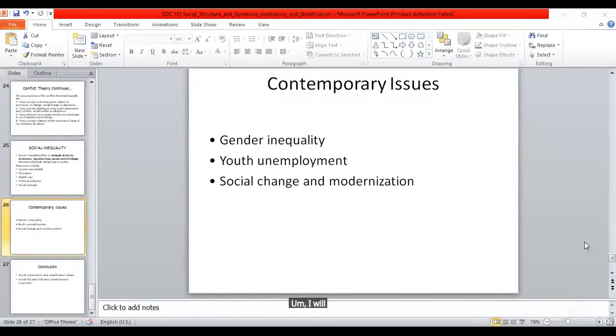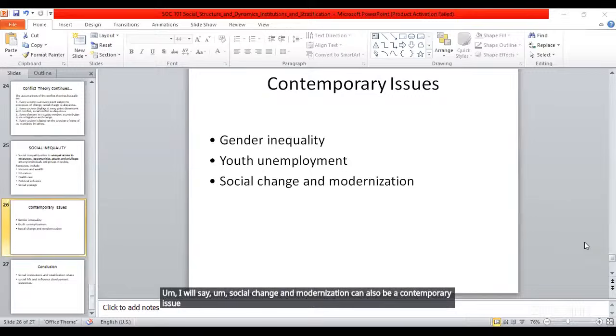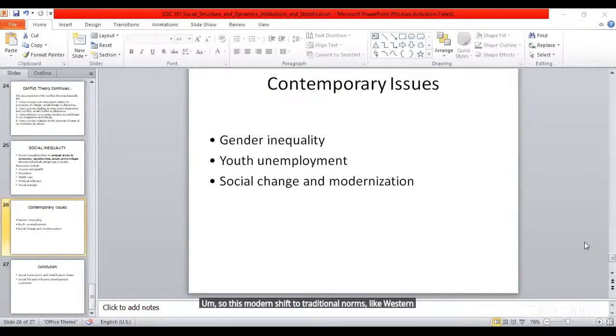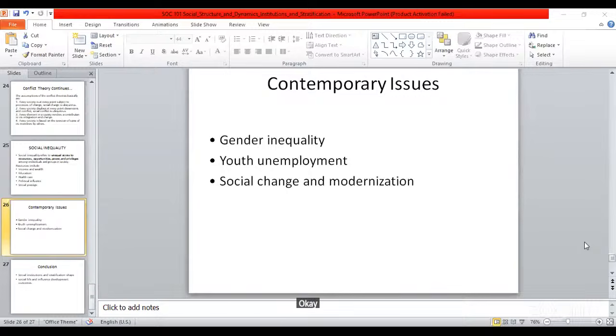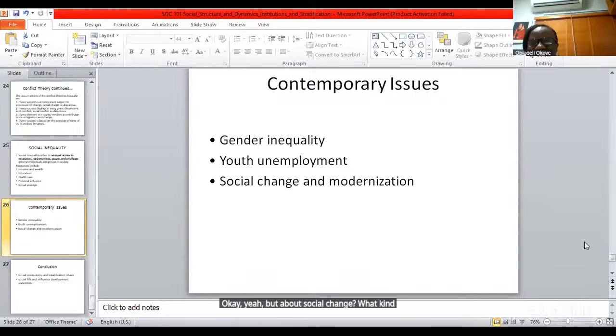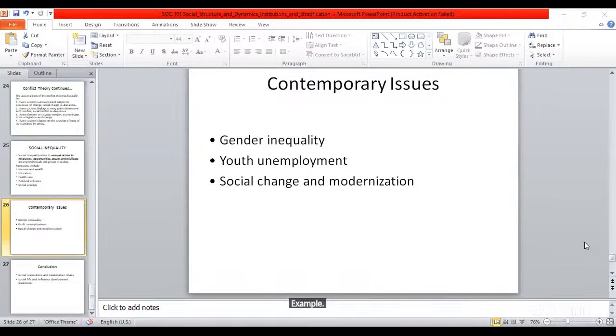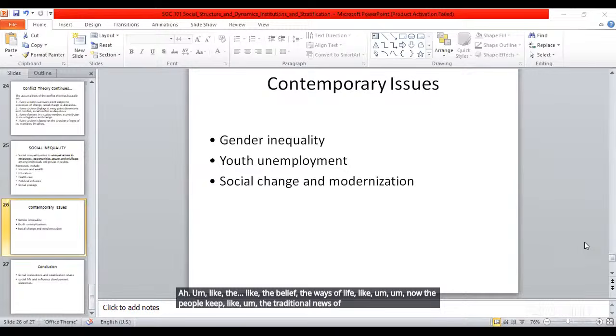I would say social change and modernization can also be a contemporary issue because of social change, like the shift from traditional norms to modern ones, like Western belief, a cultural shift clashing with traditional norms and beliefs. Okay, it has brought about social change. What kind of change? Example. Like the ways of life: the traditional norms of our beliefs have been shifted, and a cultural lifestyle is being imposed, like it is being copied.